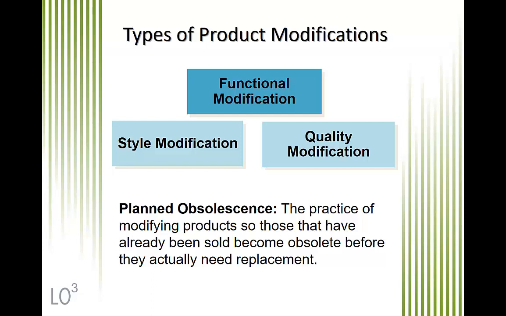Planned obsolescence is the practice of modifying products so that products that have already been sold become obsolete before they actually need replacement. For example, smartphone companies release a newer version of their phones after 3 or 4 years. In that case, old phones become obsolete so that consumers make a new purchase.